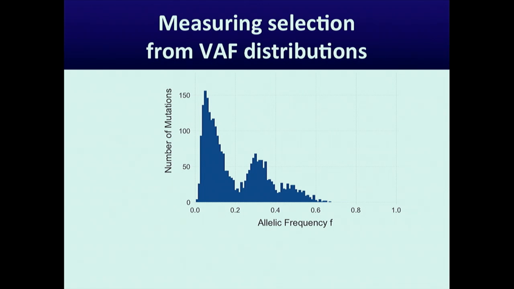Okay, so the next thing we want to try and do is actually quantify what the selective advantage is of subclones that cause these additional peaks in the variant allele frequency histogram. So again, we do a little bit of maths and we can say, well, the number of mutations in a subclone, so integrating the total number of mutations in this hump, is a measure of when that subclone arose.